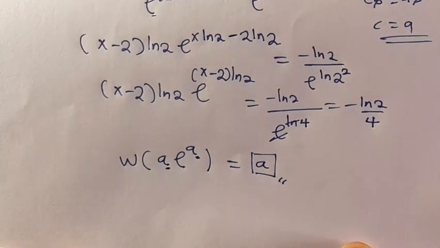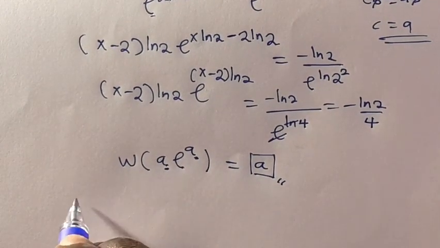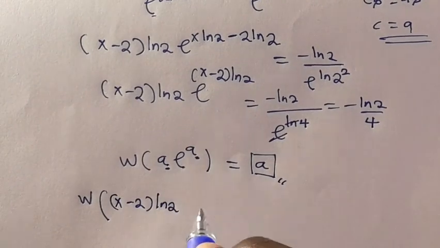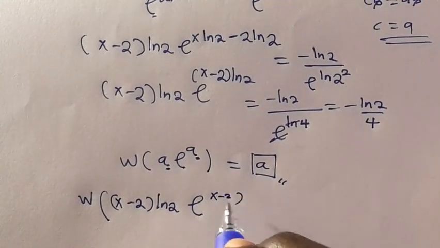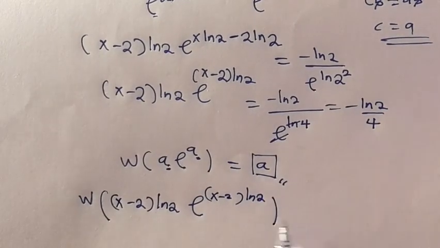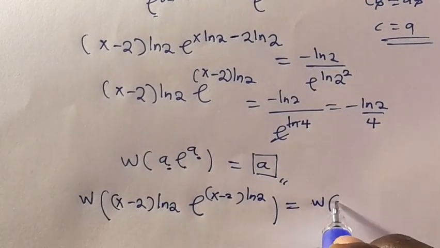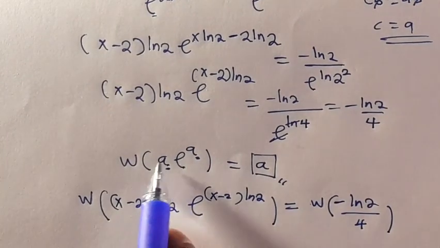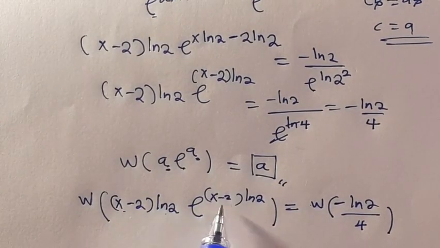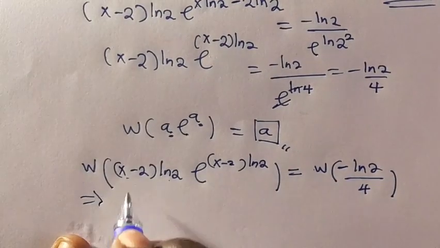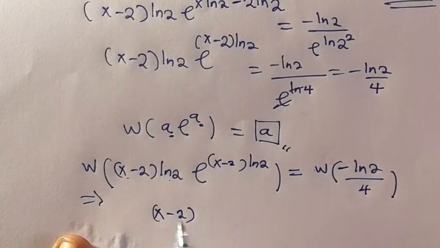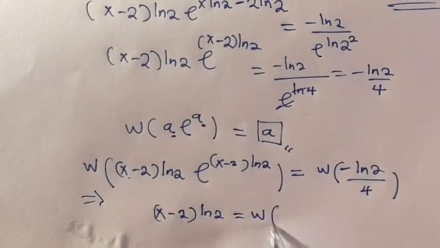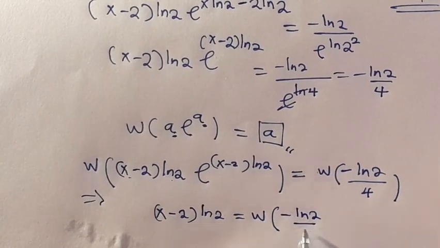So by introducing the W function to both sides, we have W of (x minus 2) ln2 e raised to power (x minus 2) ln2 equals W of minus ln2 divided by 4. By applying this expression here, they have the same base and the same power. So therefore, this implies that (x minus 2) ln2 equals W of minus ln2 divided by 4.